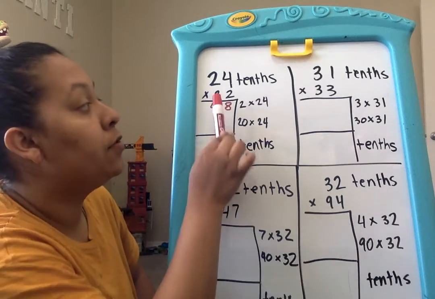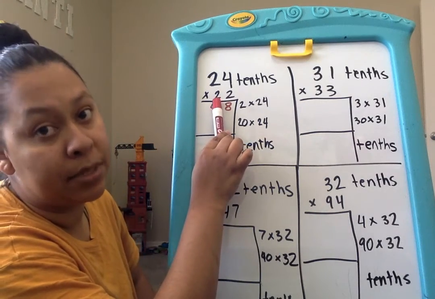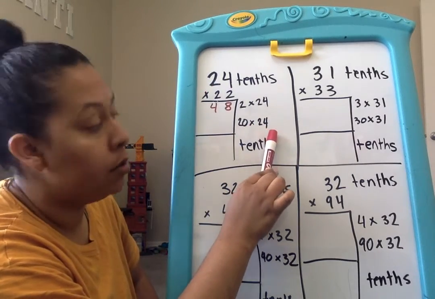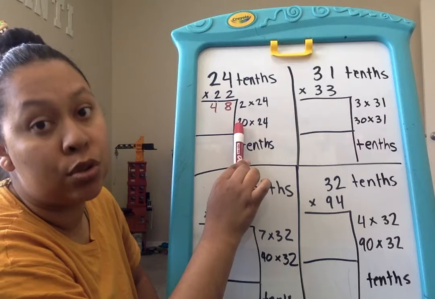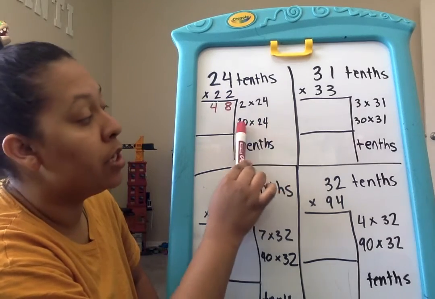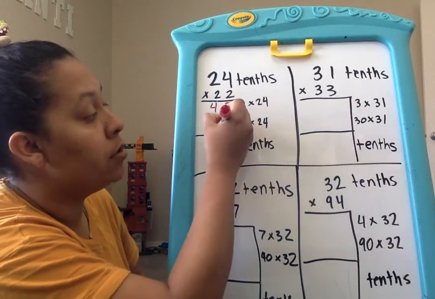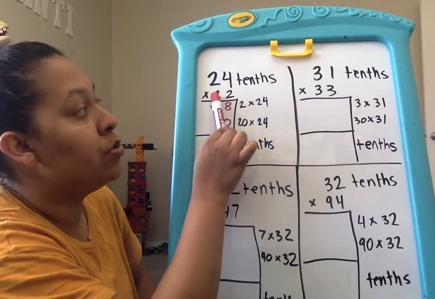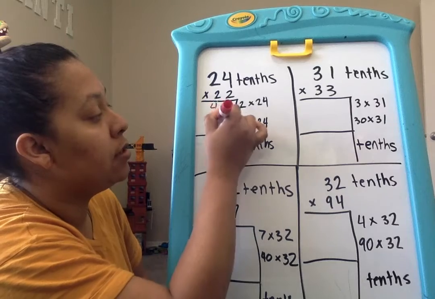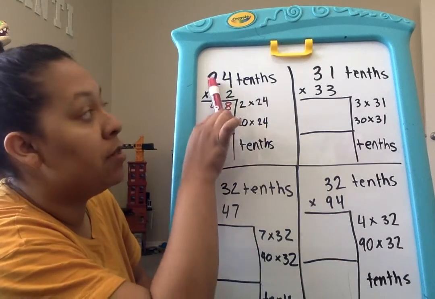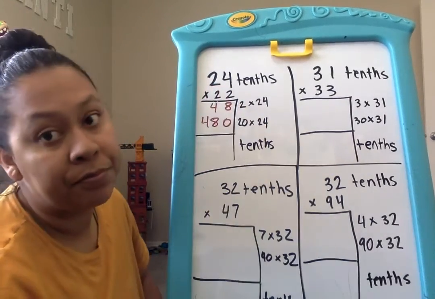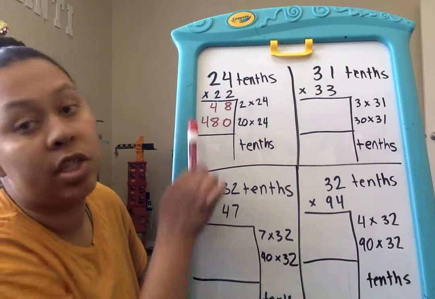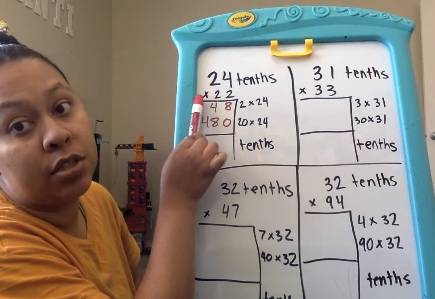So now we have 20, because the 2 is in the 10 place, 20 times 24. If we can think of it as 2 times 24, we can just plug in that power of 10 first, so 0, and then just do 2 times 24. 2 times 4 is 8. 2 times 2 is 4. So 480.